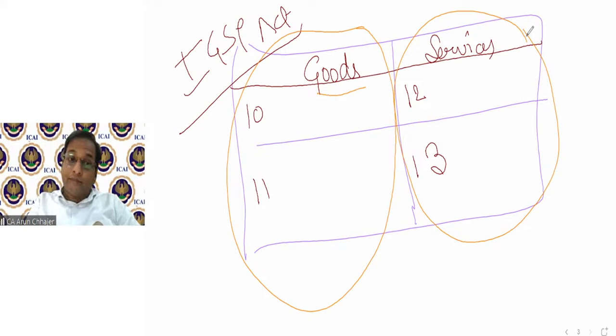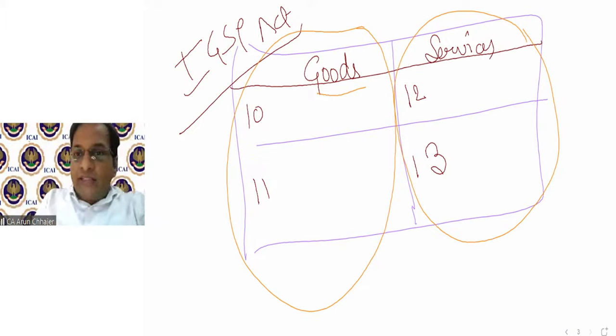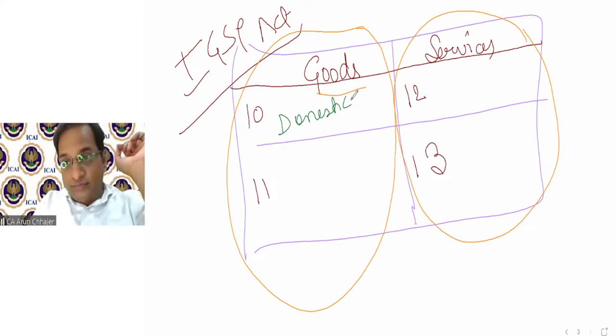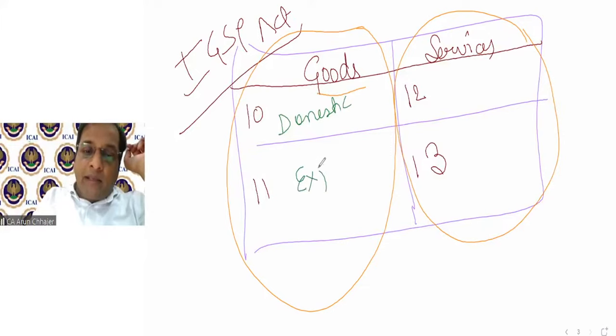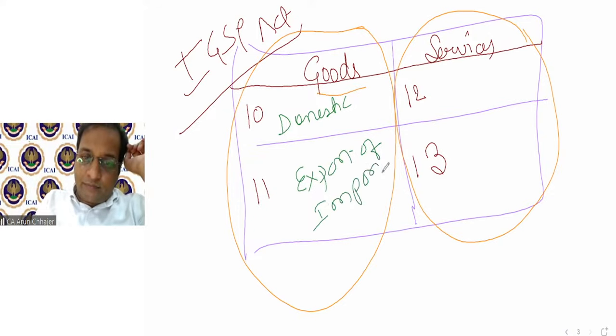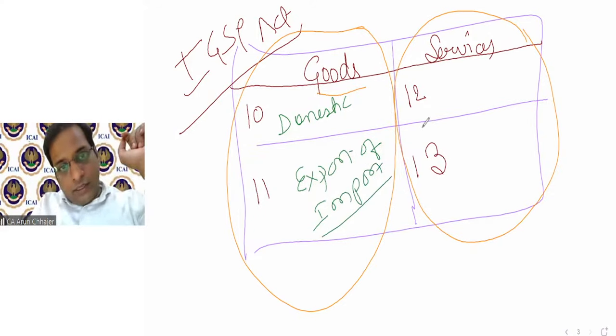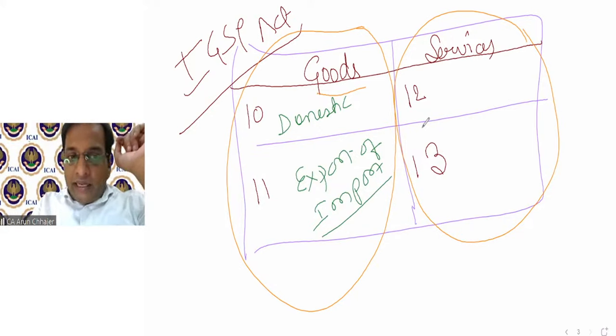Now, when would 10 be used or 11 be used? When would 12 be used or 13 be used? If it is domestic supply of goods, Section 10 applies. Section 11 applies when it is export of goods or import of goods. In Section 10, the domestic supply; in Section 11, it is import of the goods and export of the goods.